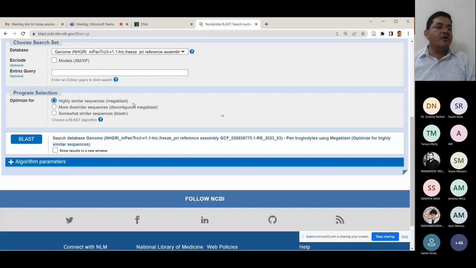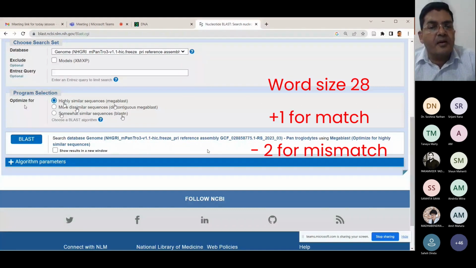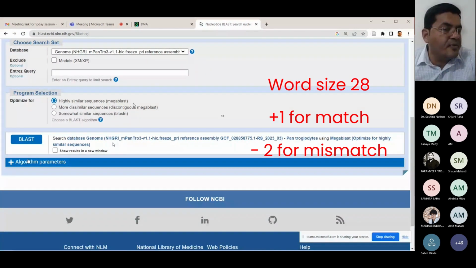This is what is known as megablast, where the word size is larger. You could do a normal BLAST where the word size is smaller. A smaller word size means you are giving less stringency for the initial match. A larger word size means you are giving very strong stringency for the initial match. So here, under program selection, you're looking for highly similar sequences, which is megablast, right? If you want to look for somewhat similar sequences, that will be a normal BLASTN, right? Then you could click on this BLAST button to see what it does. But let's first look at the algorithm parameters, right?